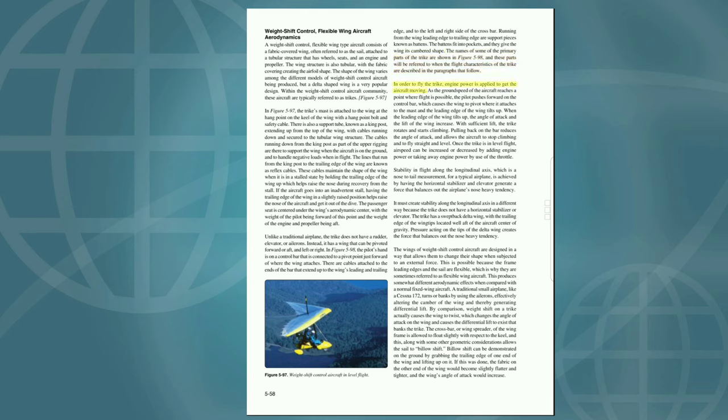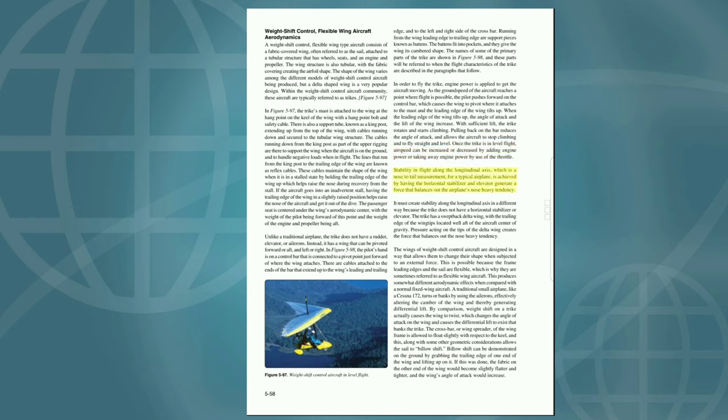In order to fly the trike, engine power is applied to get the aircraft moving. As the ground speed of the aircraft reaches a point where flight is possible, the pilot pushes forward on the control bar, which causes the wing to pivot where it attaches to the mast, and the leading edge of the wing tilts up. When the leading edge of the wing tilts up, the angle of attack and the lift of the wing increase. With sufficient lift, the trike rotates and starts climbing. Pulling back on the bar reduces the angle of attack and allows the aircraft to stop climbing and to fly straight and level. Once the trike is in level flight, airspeed can be increased or decreased by adding engine power or taking away engine power by use of the throttle.